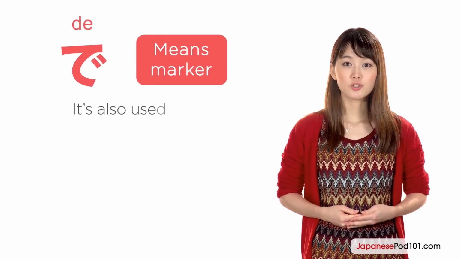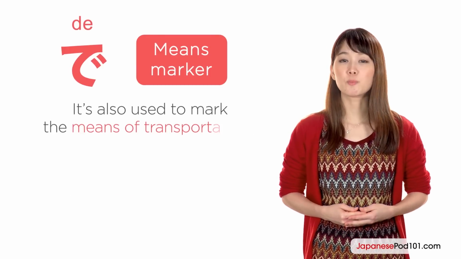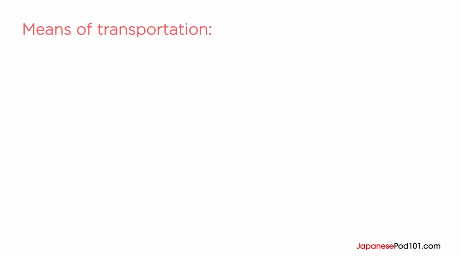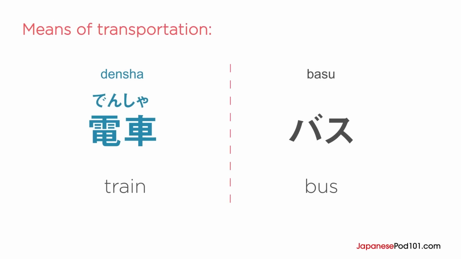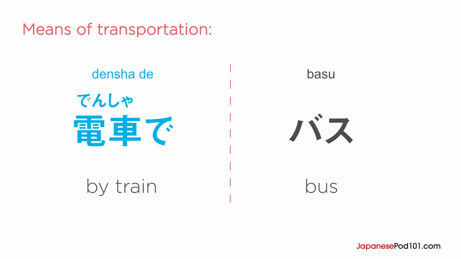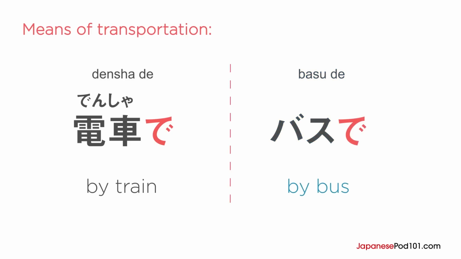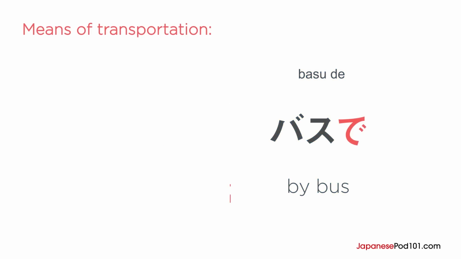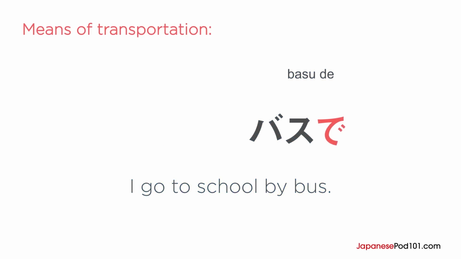で is also used to mark the means of transportation. Let's start with some examples with means of transportation. Sure. 電車 is train. So, 電車で is by train. バス is bus. So, バスで is by bus. How do you say, I go to school by bus?